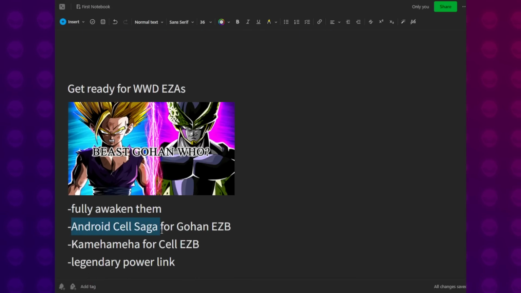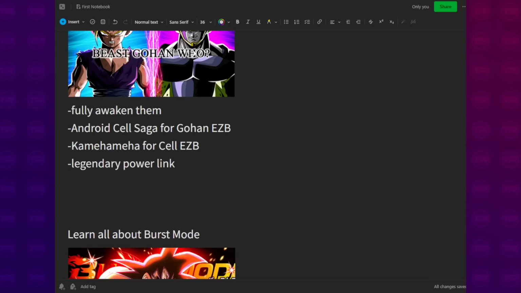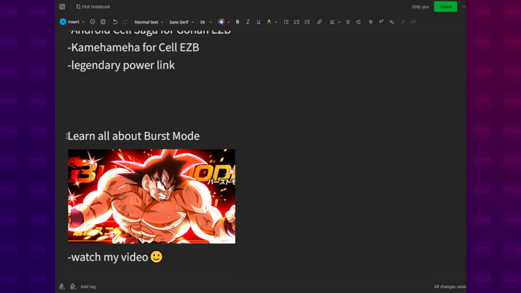Android Cell Saga is the category that will allow you to resist more damage when taking on Gohan in his exclusive Extreme Z battle. Kamehameha is the category that you need to resist more damage from Cell in his Extreme Z battle. And the Legendary Power Link is needed to catalyze extra damage against both these units as they are both LRs. This is an LR Dokkan EZA event. So you got to bring the Legendary Power Link to the table, baby. So that being said, prepare for those EZAs. Worth it. Trust me.